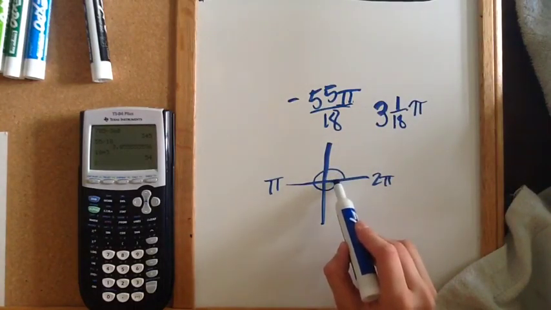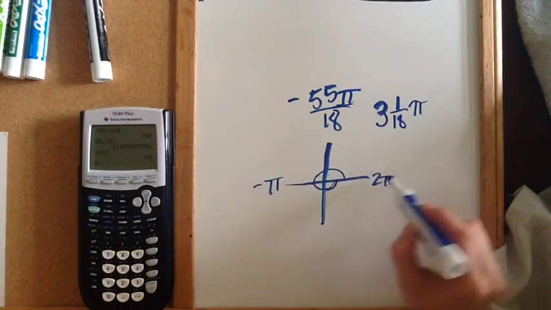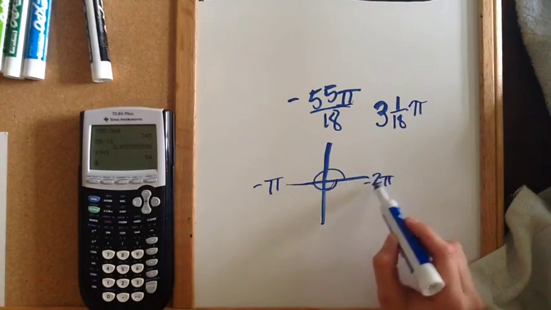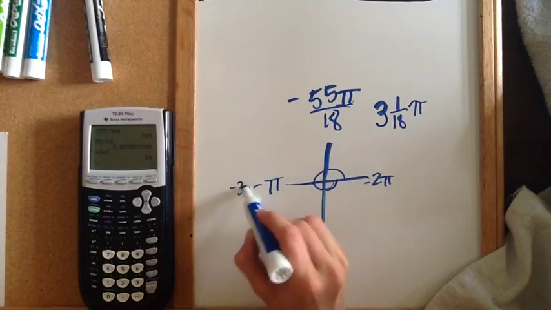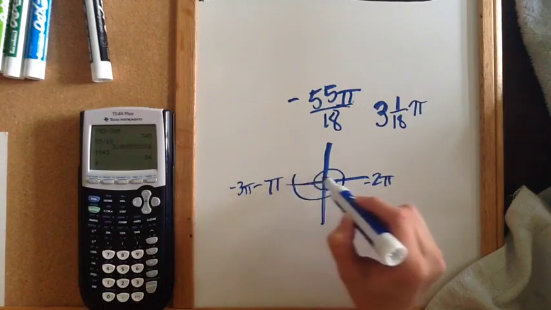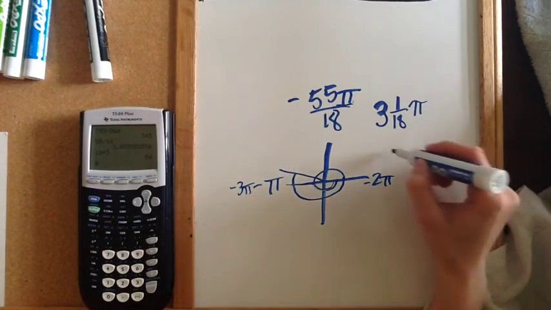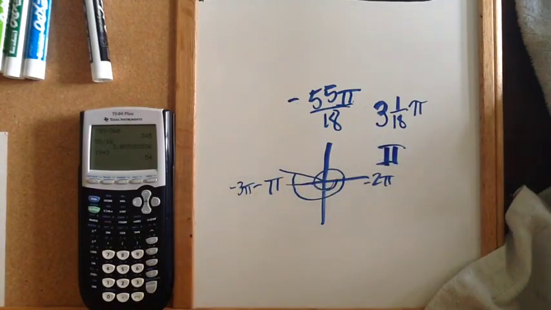So I'm going to go to negative 1 pi. This makes it negative 2 pi. This would be negative 3 pi. And then just a little bit more. So that would be in quadrant 2.